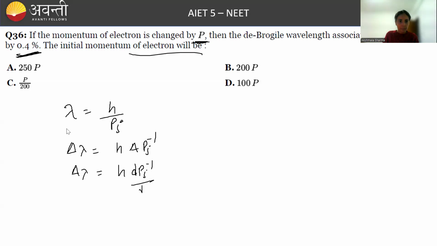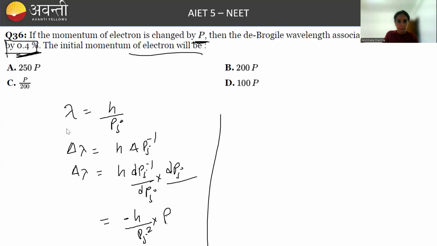Doing the differentiation, d(Pi to the power minus 1) by dP into dP, this will become minus h by Pi squared into dPi. That is the change. Here it is given that the momentum of the electron is changed by P, so let's say dPi is equal to P. I have first written dPi as P. Now let's see.